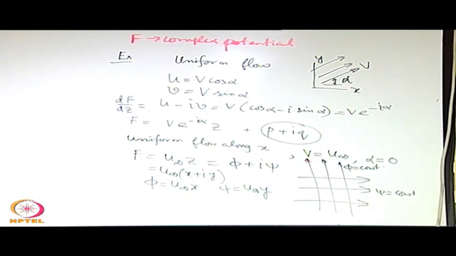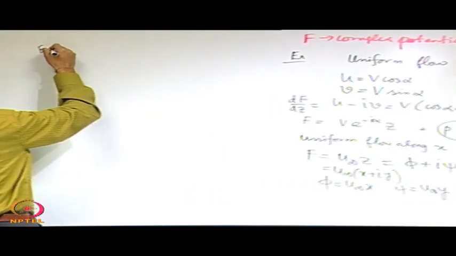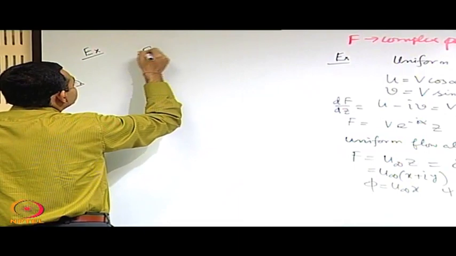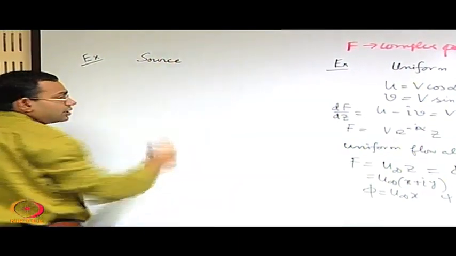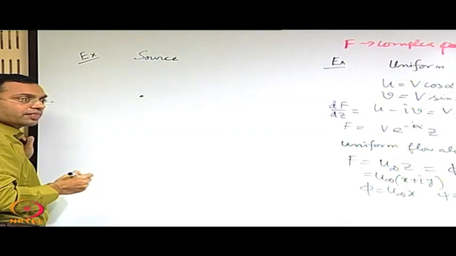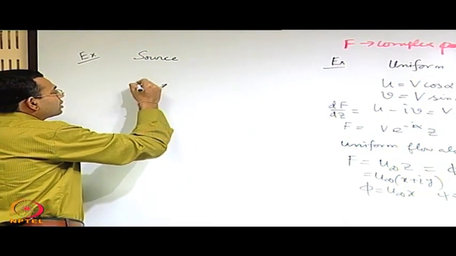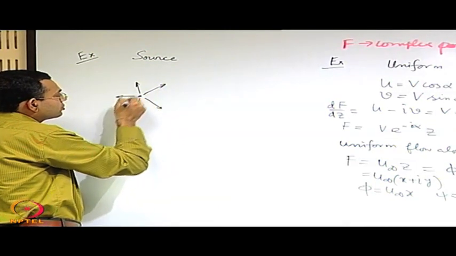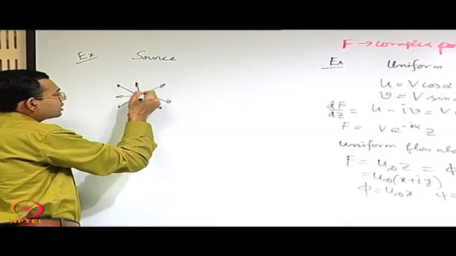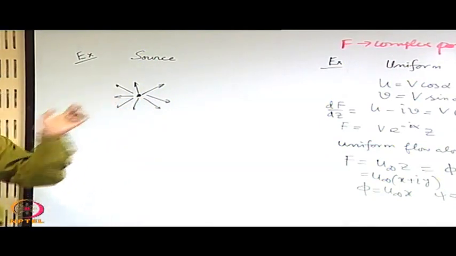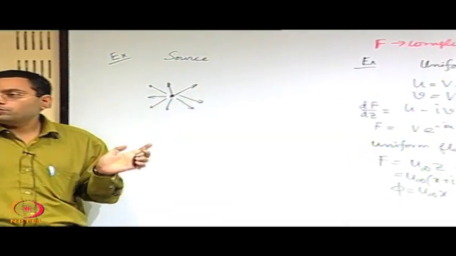The next example that we will talk about is something called a source. What is a source? Let us say that you have a point, and this point is radially emitting some flow in the radial direction. So this is a point through which you have flow emerging radially in all directions.